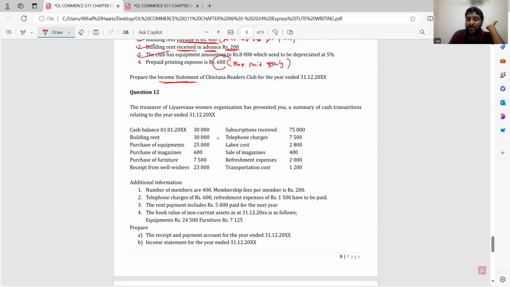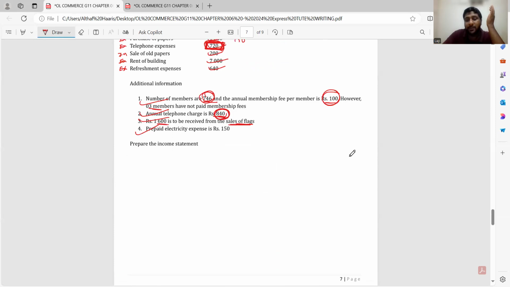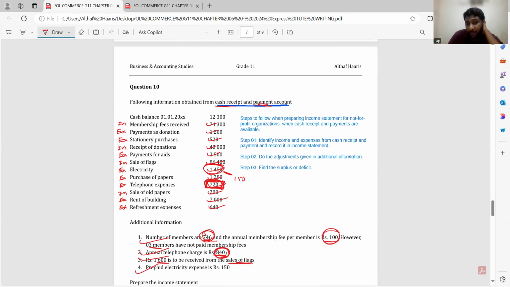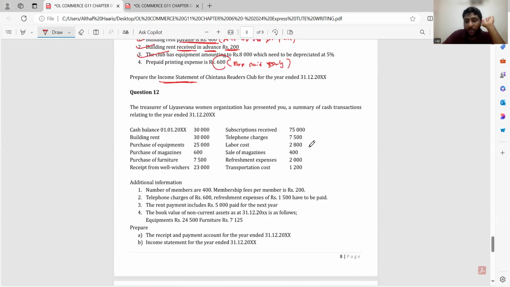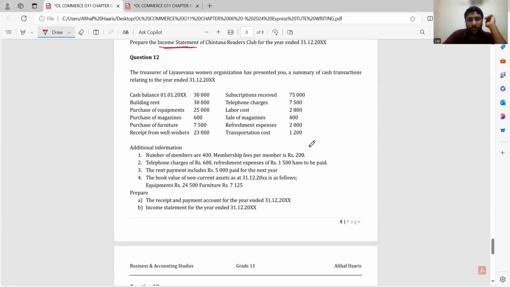For that we don't need to look at any additional information. I told you 3 steps. That is for the income statement. Step number 1, identify the income and expenses from the cash receipt. After that only the additional information. So for the cash receipt and payment account, no need to look at the additional information. Let's see.